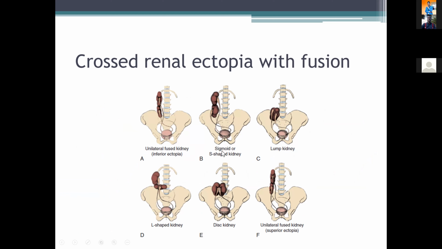This is the S-shaped or sigmoid. You can see how this is a lump. The kidney crossed, but it also found that the other one was ectopic. It was in the pelvis, so it didn't ascend. You can see this L-shaped. You can have different shapes. This is a disc. This crossed, but it fused medially. And then, of course, you can have unilateral fused with superior, which we said is rare. The one that crossed actually goes and is the one on top. This arrangement is very rare.